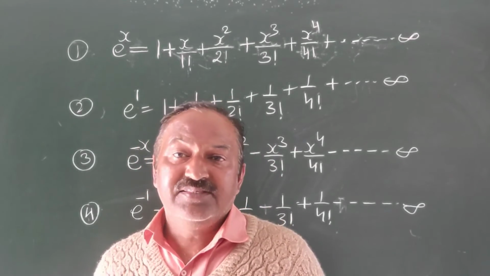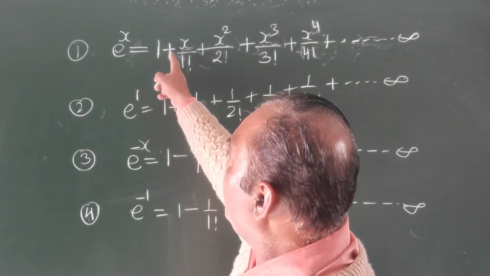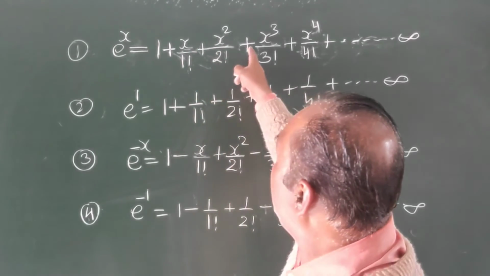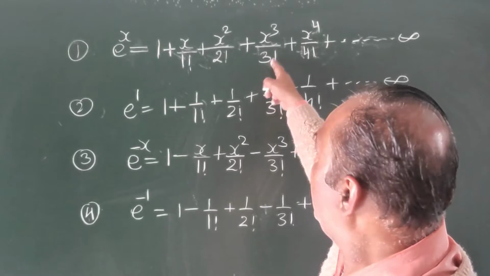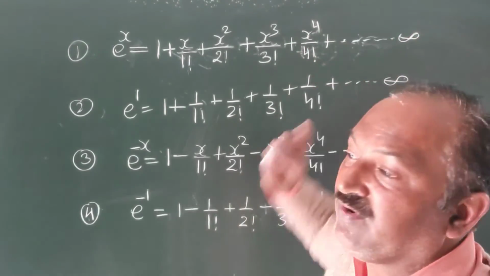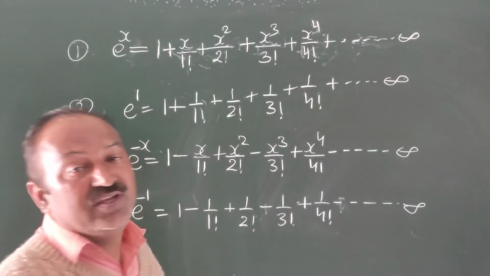e raised to power x is equal to 1 plus x upon 1 factorial plus x square upon 2 factorial plus x cube upon 3 factorial plus x to the 4 upon 4 factorial plus and so on up to infinity. This is the formula of e raised to power x.